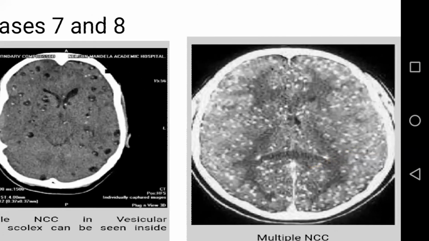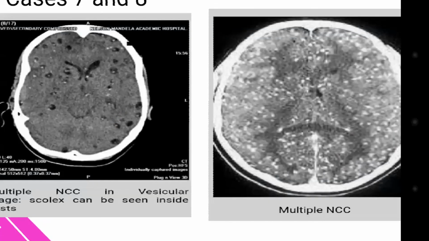So at this level, the scolices have already died, and now you have calcification. So that's why you have this appearance on the brain CT. So both of these diagrams represent multiple neurocysticercosis.